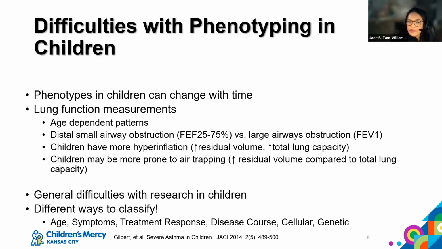Children often may have abnormal small airways numbers, but relatively normal large airway numbers, or the FEV1. And a lot of our definitions may be around the FEV1. In fact, even within our pediatric pulmonologists as a group, we have a lot of debate about the FEF 25 to 75 and how useful it is. Children may also be more prone to what we call hyperinflation, meaning that they have more air trapping. They might keep the air in their lungs longer compared to adults.